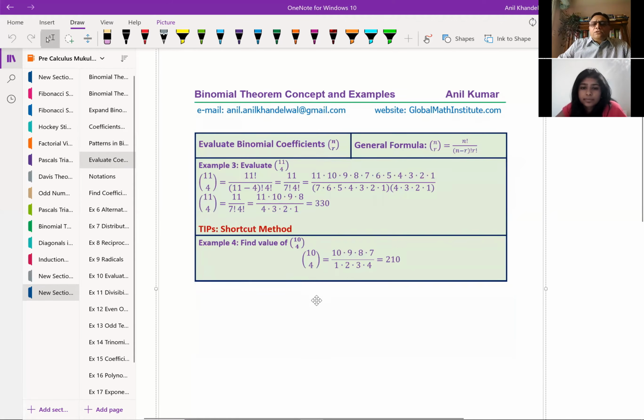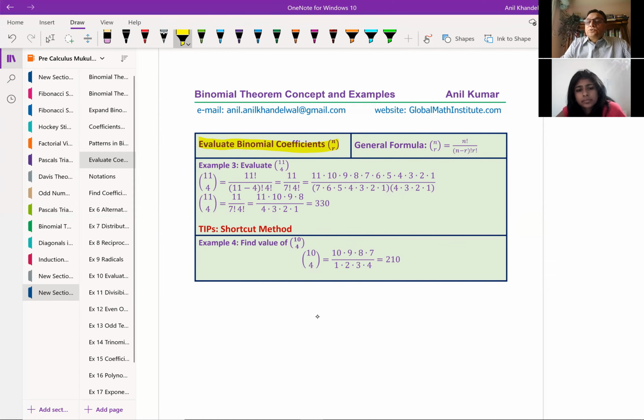Now, let us also learn a method of calculating the coefficients, because every time you just can't go back to Pascal's triangle, nor can you make a Pascal's triangle with 20 rows, right? We had one with 8 rows, and that is like too much. So there should be a way of calculating. Of course, there is. How do we evaluate the binomial coefficient n choose r? Well, there is a formula, n factorial divided by n minus r factorial times r factorial. This formula can always be applied.